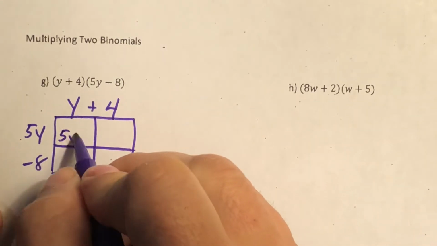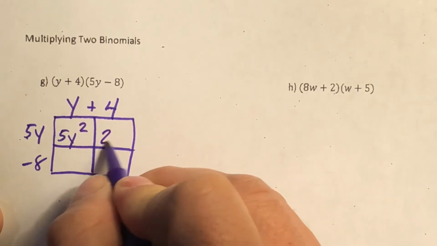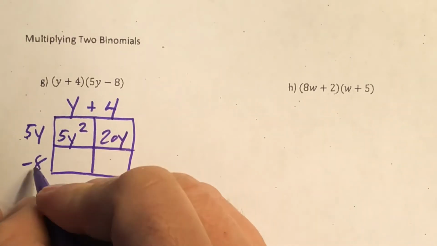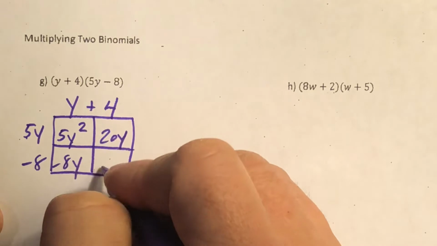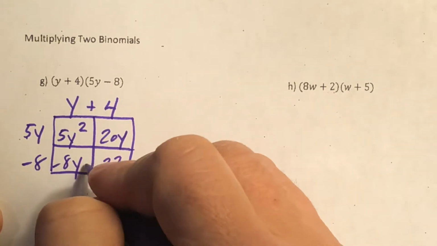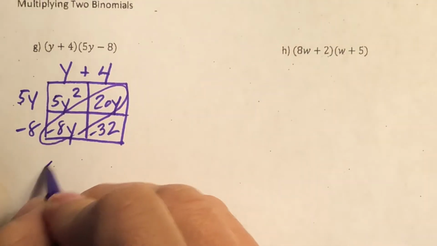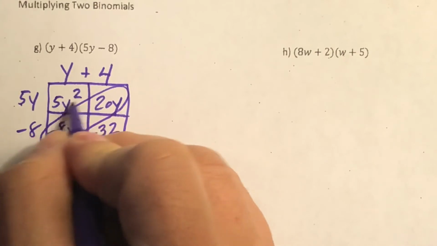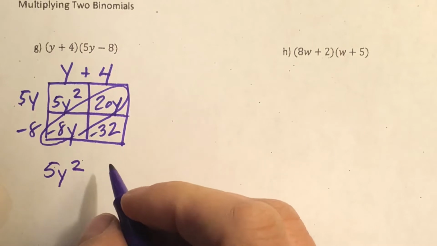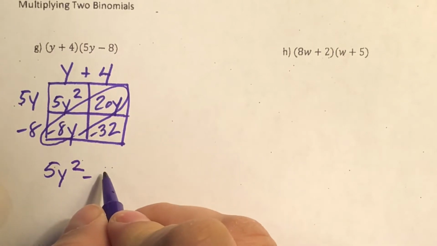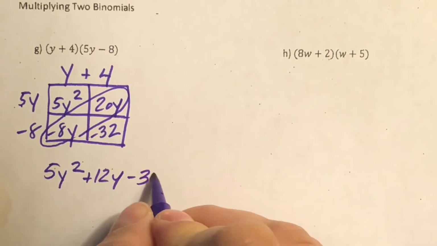This is going to be 5y squared. If I multiply those two together, 5y times 4 is 20y. Negative 8 times y is negative 8y. And negative 8 times 4 is negative 32. Again, these two on the diagonal are like terms. So 5y squared, always start with the highest exponent. Then this is going to be plus 12y, and then minus 32.